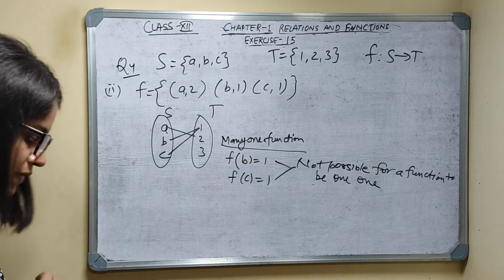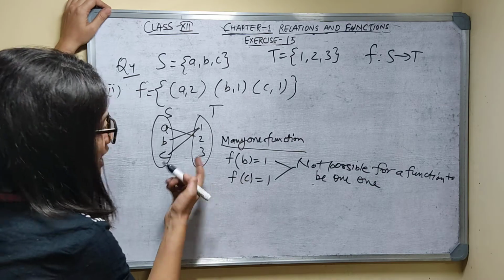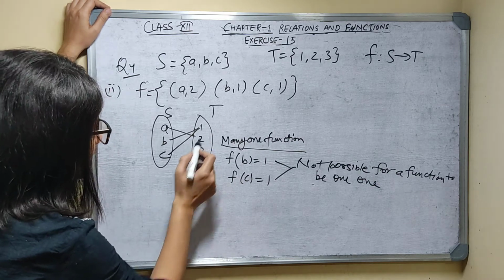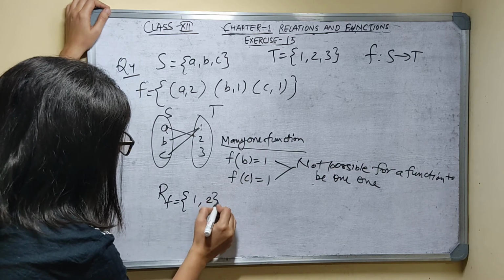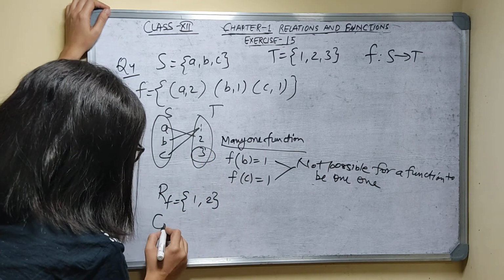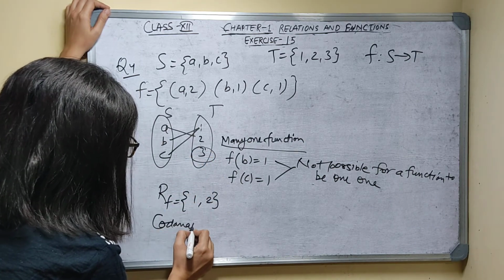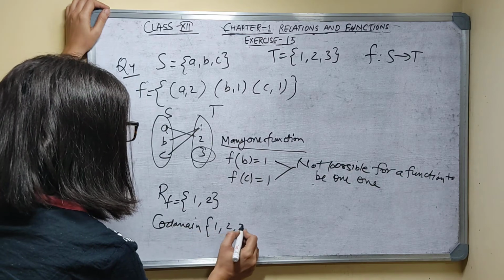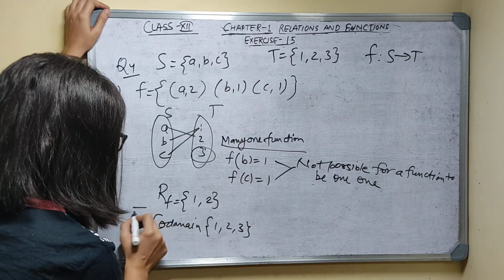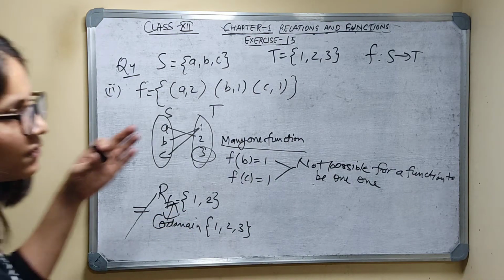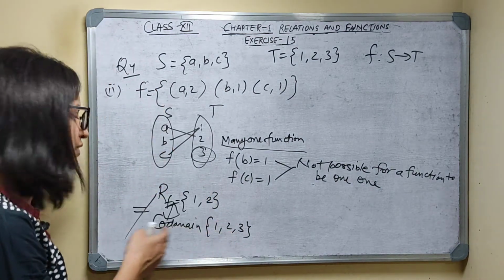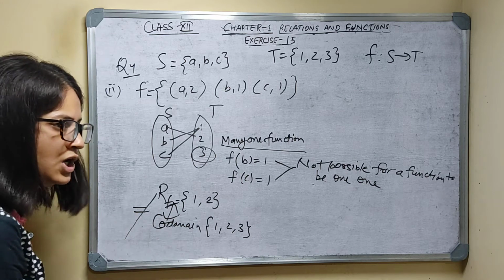So if it is a many-one function, directly I can say it is many-one also. And here the range of the function is what? 1, 2, only 2 elements are used. 3 is left, and the codomain is 1, 2, 3. So I can say the range of the function is not equal to the codomain. So here it is not a 1-1 function, it is a many-one function, and it is not an onto function, it is an into function.